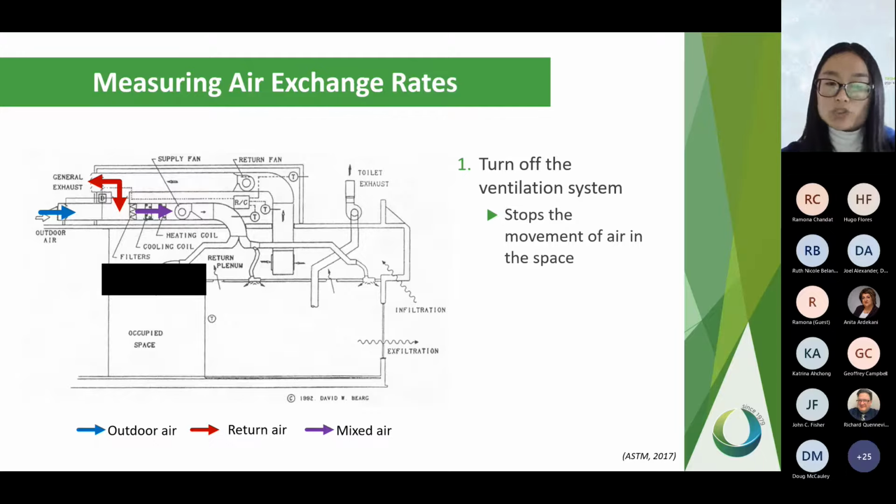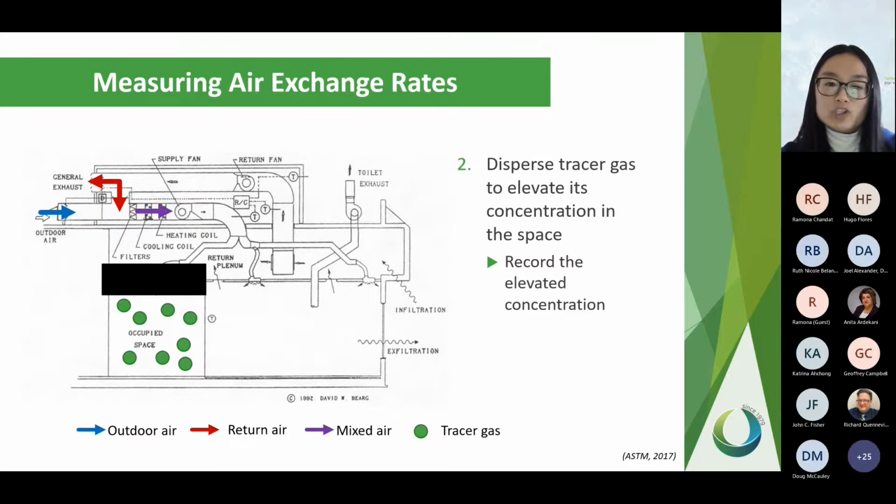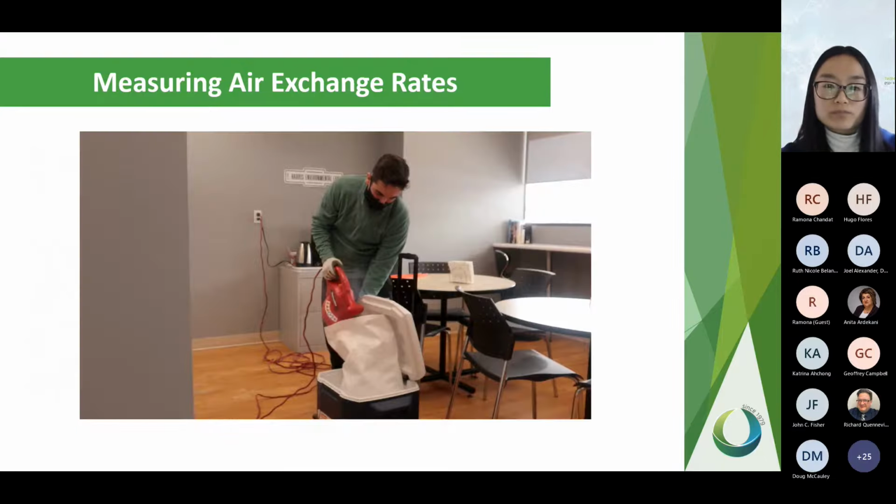So when we measure air exchange rates, the first thing we do is to turn off the ventilation system, and this stops the air movement within this occupied space. Next, we disperse tracer gas to elevate its concentration in the space. And because the ventilation is turned off, none of the gas is leaving this area, and we record the elevated concentration. So here is a video of Jordan conducting a tracer gas test in our office.